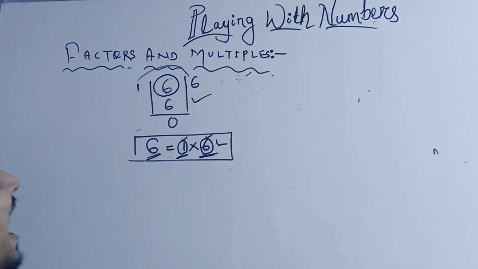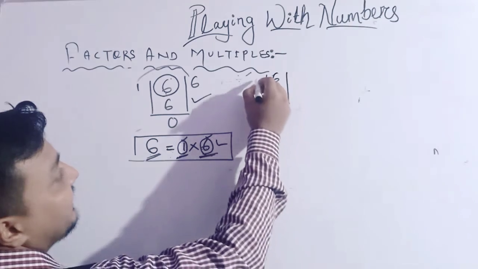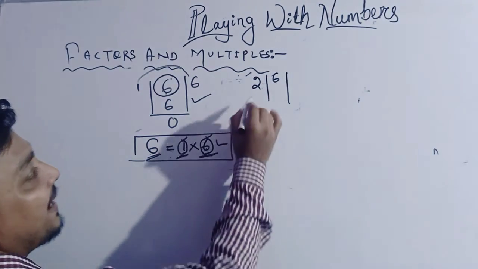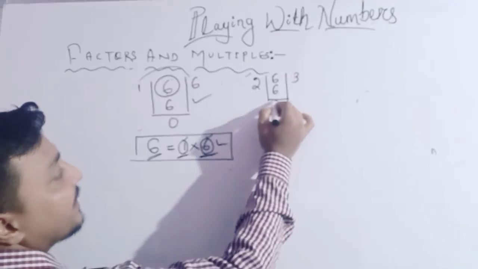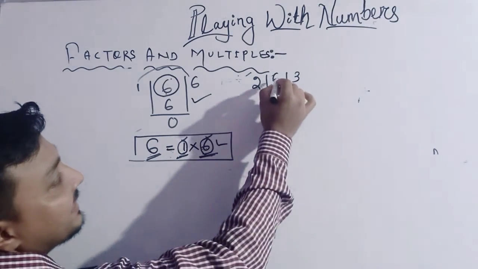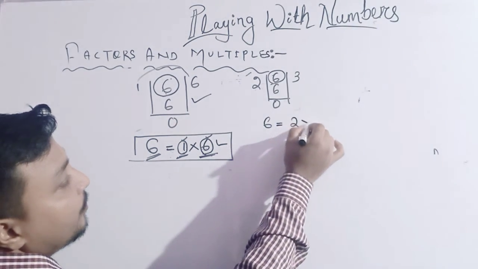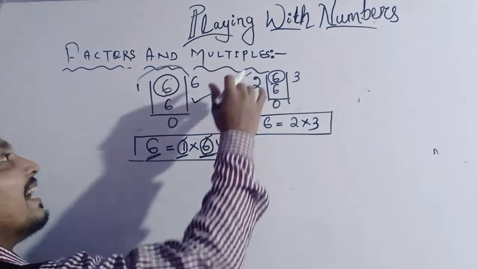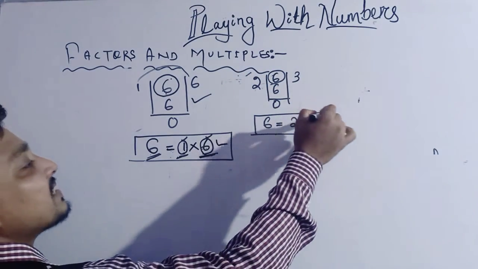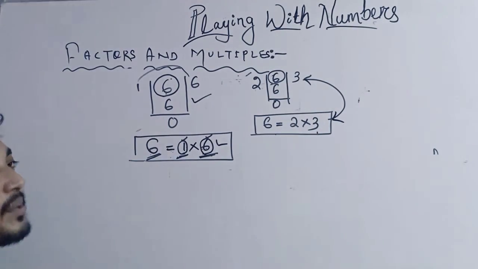Understood? Another thing: suppose here it is 6, and here I write 2, dividing by 2. It means 2 into 3 is equal to 6. Whenever the remainder is equal to 0, I can write the middle number 6 as the product of 2 into 3. This is actually the process of factorization. Writing the division is the same as this. Both are equal. This is the division, and this is its multiplication facts.